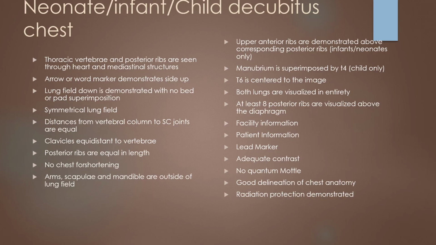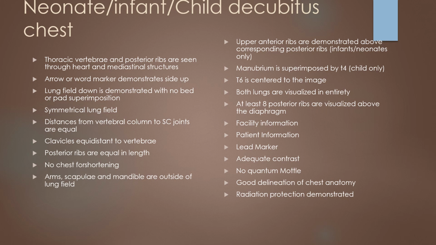Okay, so at the risk of being redundant on a very redundant lecture, I am going to just draw your attention here. We're doing a neonatal, infant, or child decubitus chest. We already talked about our adult decubitus chest, so I'm just going to highlight a couple things. We're going to make sure that the thoracic vertebra and posterior ribs are seen through the heart and mediastinal structures. That tells us we have adequate penetration.